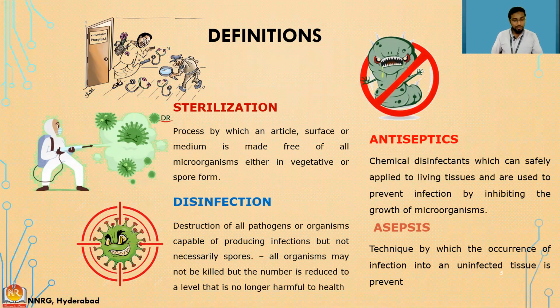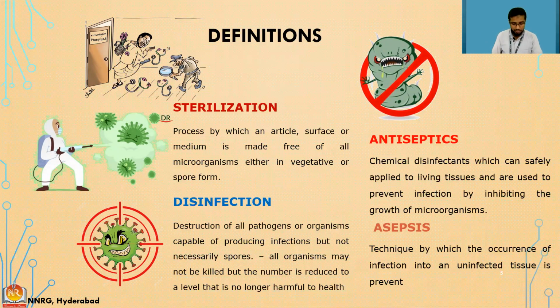First is sterilization itself. It is a process by which the article, surface or medium is made free of all microorganisms, either in vegetative or spore form. Microorganisms can exist either in a vegetative form, that is the growing cell form, or spore form, that is a dormant state. So sterilization can be used to either stop them or to completely remove them.